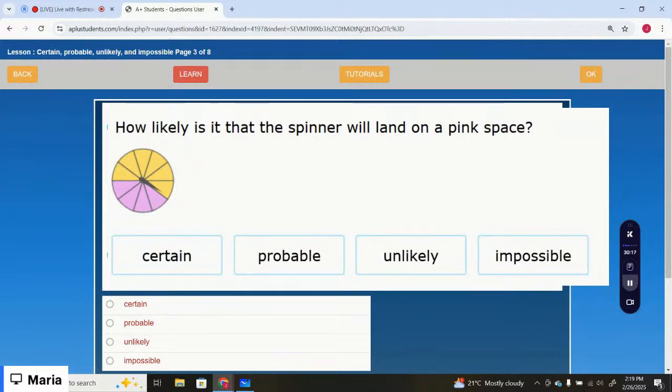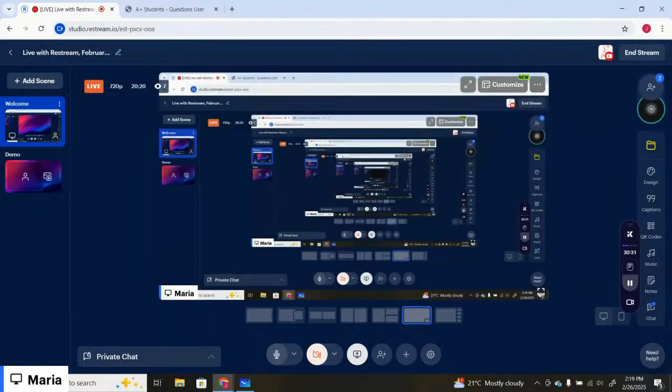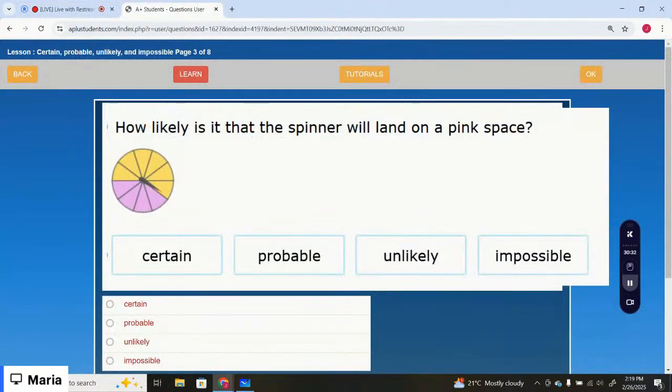How likely is it that the spinner will land on pink space? So the spinner has one, two, three, four, five, six. Six of the portions are yellow, and one, two, three, four. Four of the portions are pink. So which is the correct option? The smaller portion is pink, the big one is yellow.